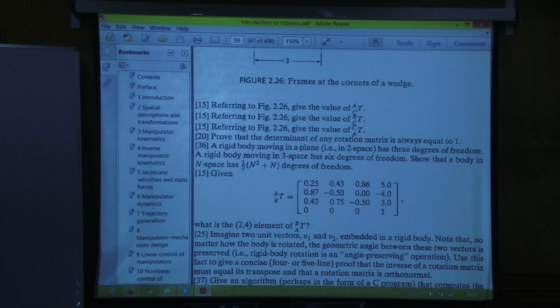A rigid body moving in a plane, meaning 2D space, has 3 degrees of freedom. So this is a plane, x, y, and this is a rigid body. So it has 3 degrees of freedom. What are they? x, y, and 1 rotation. 3 degrees of freedom. A rigid body moving in 3D space has 6 degrees of freedom. What are the 6 degrees of freedom? You have x, y, z, and there are 3 rotations. 1 rotation here, 1 rotation here, and 1 rotation. So it's 6. In 4D space, how many degrees of freedom will it have?